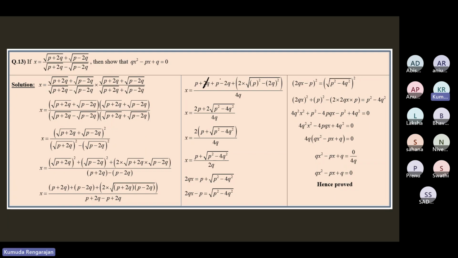So here, the 2Q gets cancelled. P plus P is 2P. And then you can see the 2 here. And this root of P square minus 4Q square, by 4Q. Don't forget the x is equal to, children. See, everywhere x is equal to.